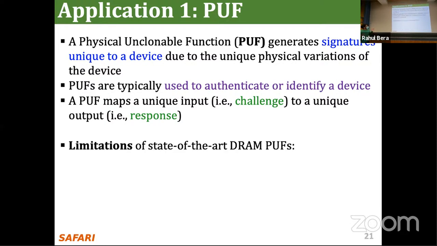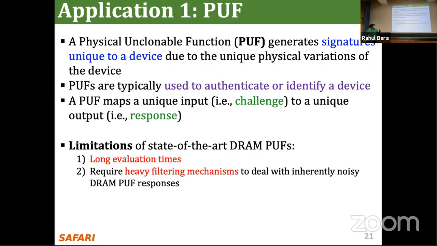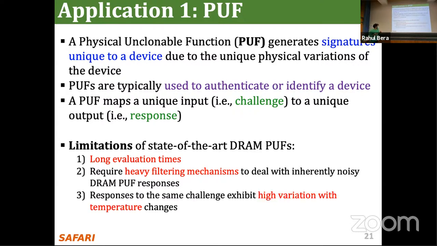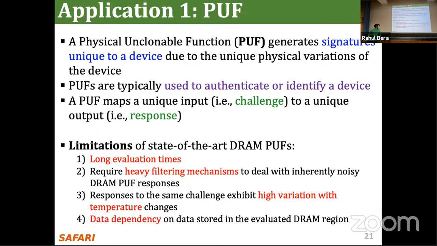These are some of the limitations of the state-of-the-art DRAM PUFs. One is that they have long evaluation times. They require heavy filtering mechanisms to deal with the noise in the DRAM PUF response, as I explained before. And the responses to the same challenge exhibit high variation with temperature changes. And also data dependency on the data stored in the evaluated DRAM region.